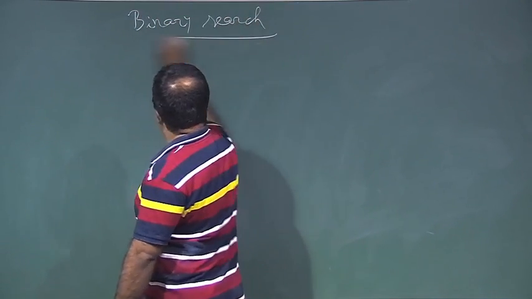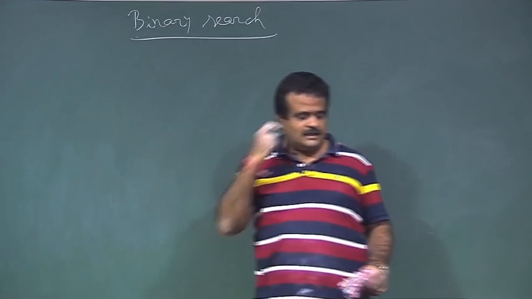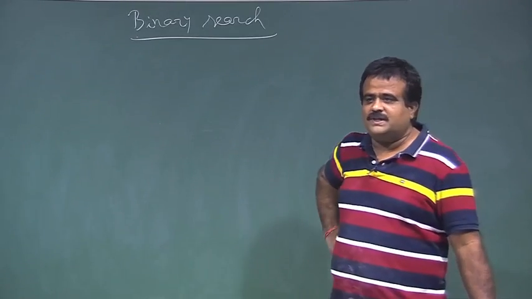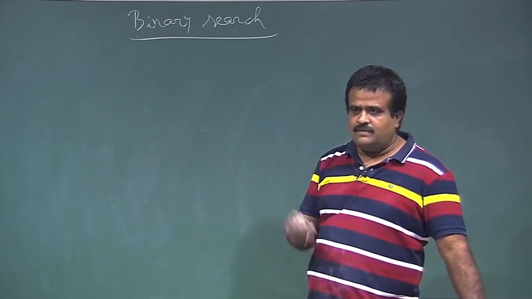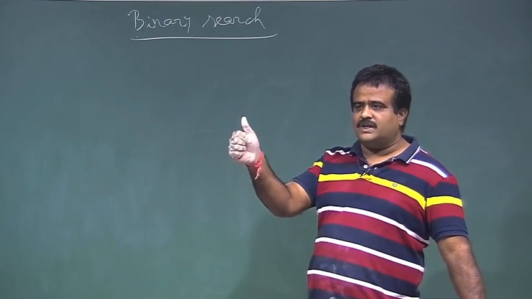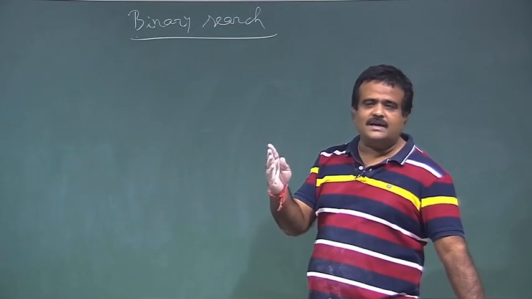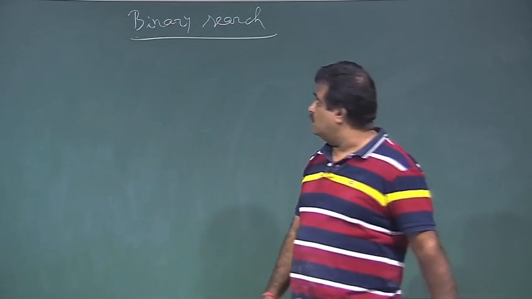Binary search problem. So, what is the binary search problem? Binary search problem is basically we have a sorted array, that is the input, and we have another input as a key, and we need to find whether the key is in the array or not.